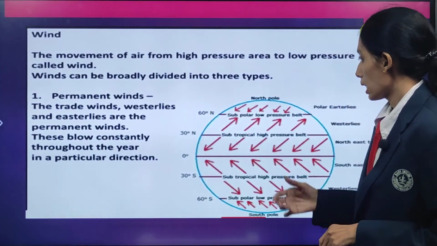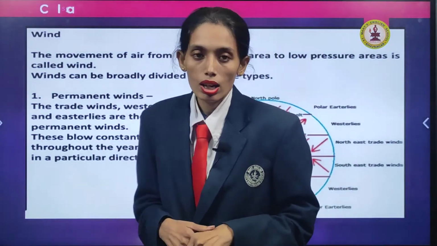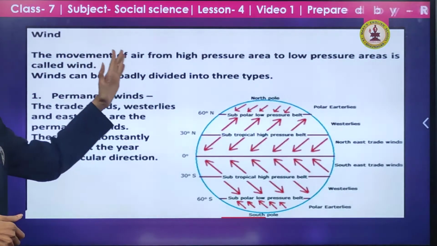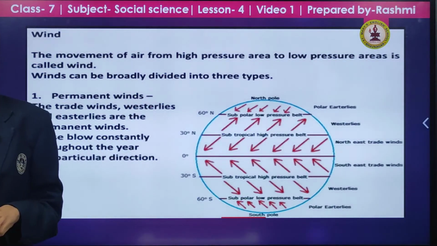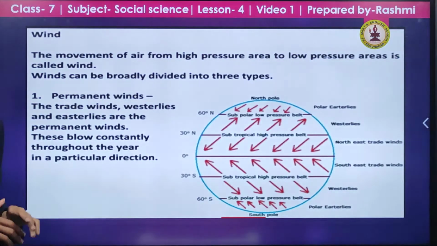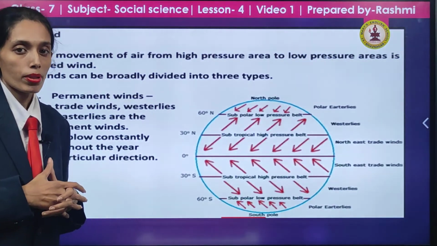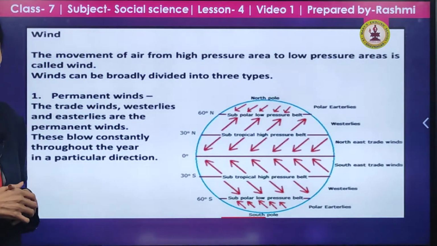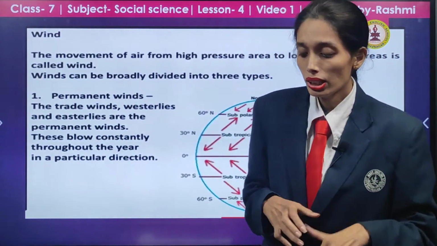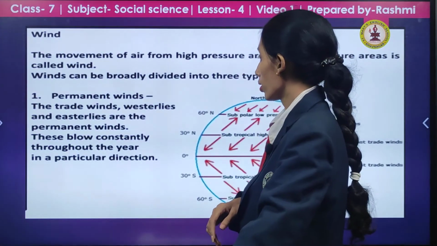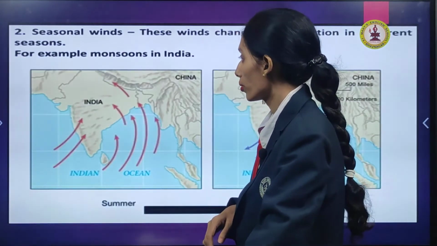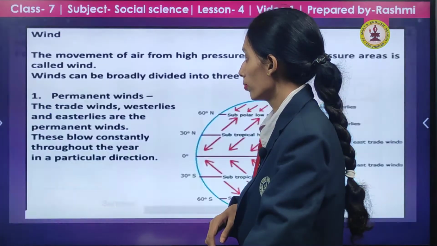Now you can see in this diagram, wind. The movement of air from high pressure to low pressure area is called wind. It is divided into 3 types: permanent winds, local winds, and the other winds, seasonal winds. So total 3 winds.